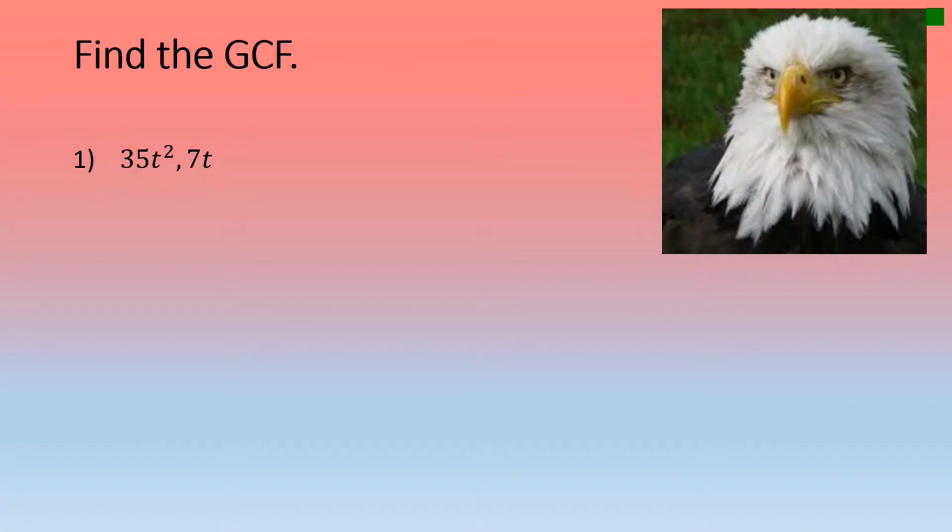All right, so find the GCF. We've got 35 and 7. So remember, the first thing we do is take 7, and our only factors are 1 and 7. Does 7 go into 35? It does. So 7 is our GCF of the numbers, and then we take the smallest exponent. So it's just 7t. All it asked us to do was find the GCF. It did not ask us to factor, so we stop.